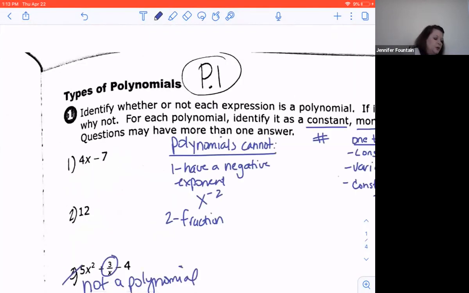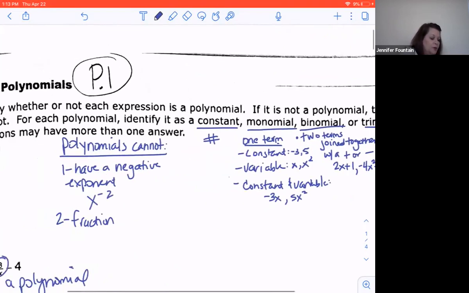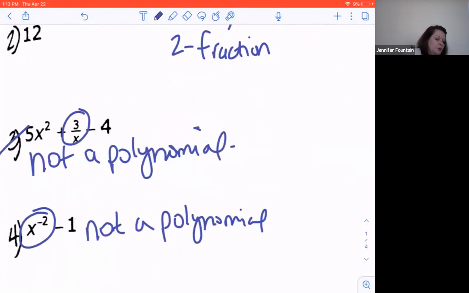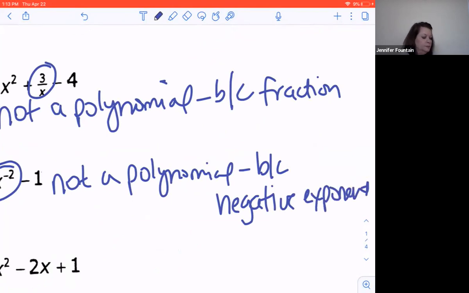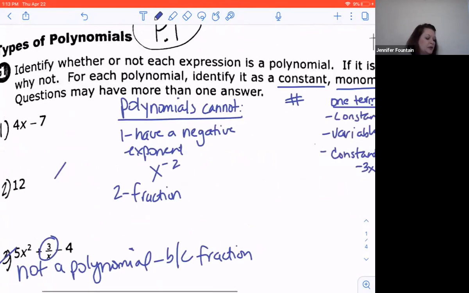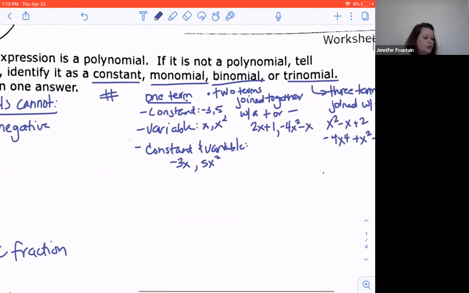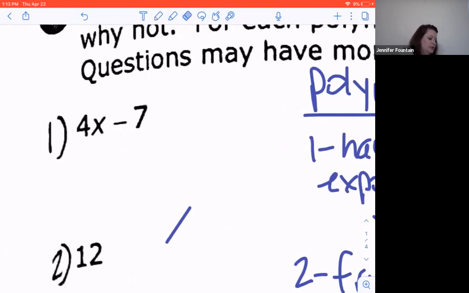Let's look at the first one. So my directions say identify whether or not each expression is a polynomial. It is not a polynomial. Why not? Not a polynomial because fraction. This one is not a polynomial because negative exponent. And then it says for each polynomial, identify it as a constant, a monomial, a binomial, or a trinomial. Questions may have more than one answer. Okay, so let's take a look at that.